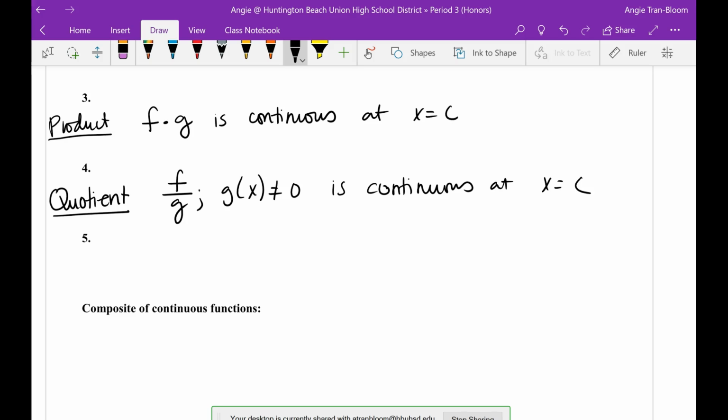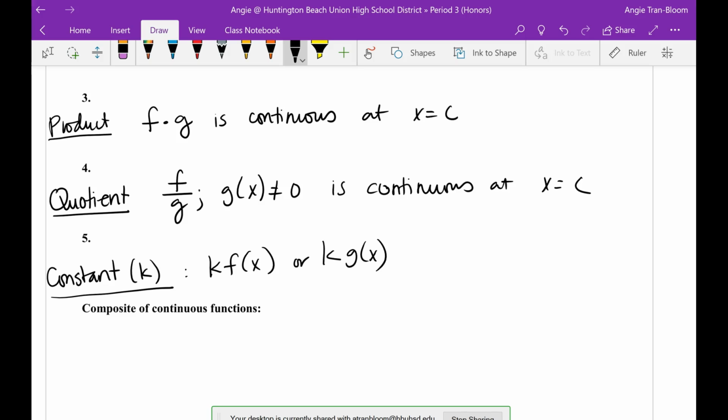I can even multiply each function by a constant. Let's call it k. I can take k times f of x, or k times g of x, and it is continuous at x equals c, given that k is in the set of all real numbers. Now the last one, I'm going to let you finish writing, and let me give you an example.